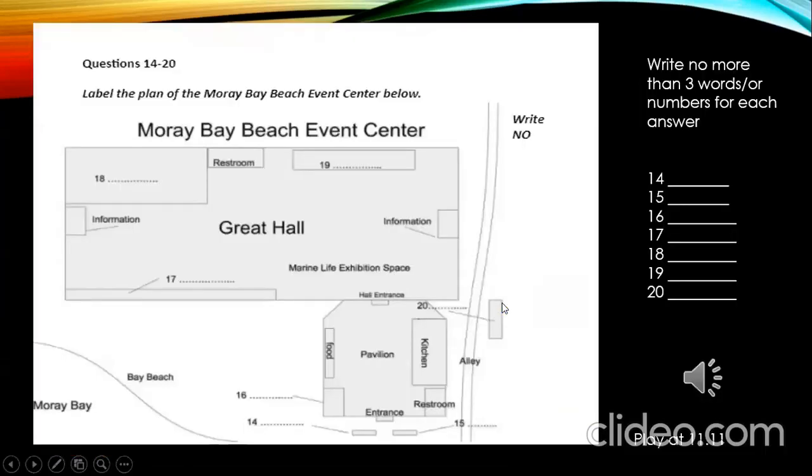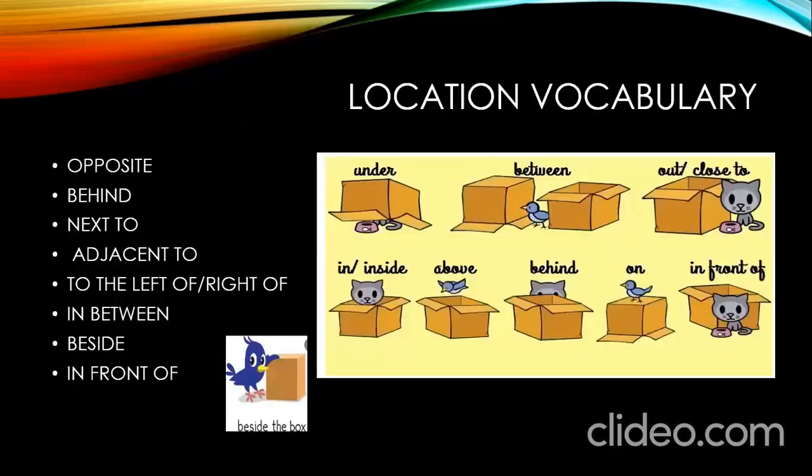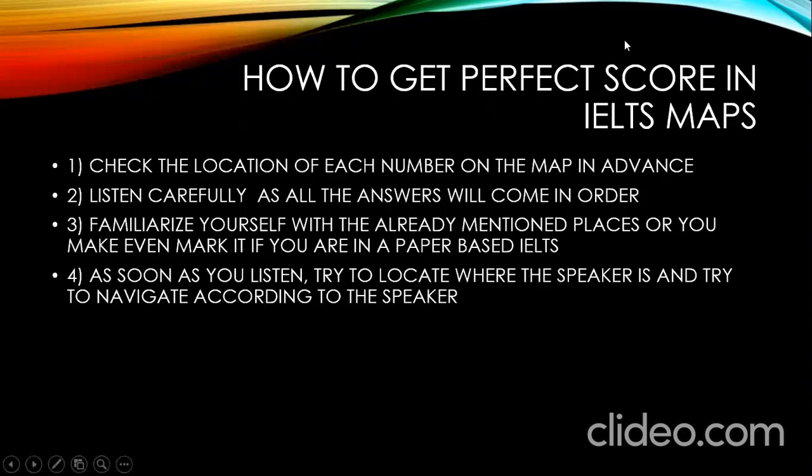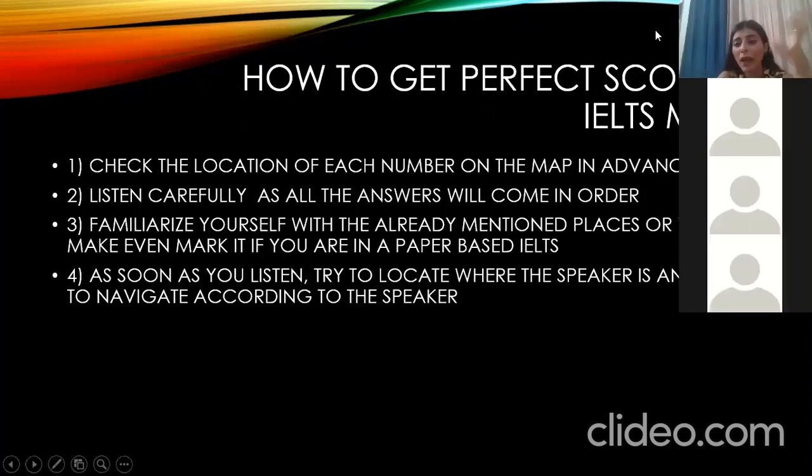Okay, so this is a plan or a map of Moray Bay Beach Event Center. This is just a sample, and these are the types of questions that actually come in IELTS listening. There are different points and aspects which we need to keep in mind before answering these types of questions. It is commonly perceived that maps are tough, but if we have the right strategy to solve them, we can definitely get a good score.